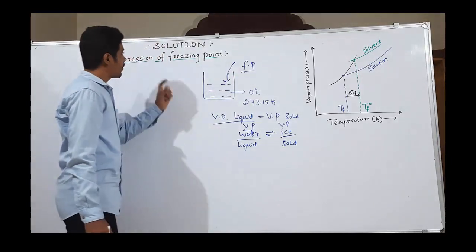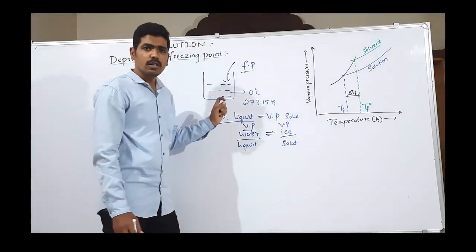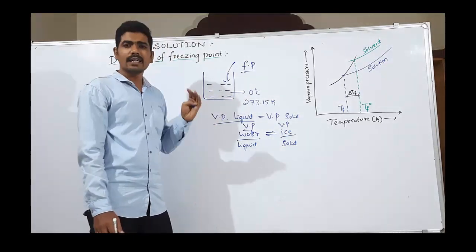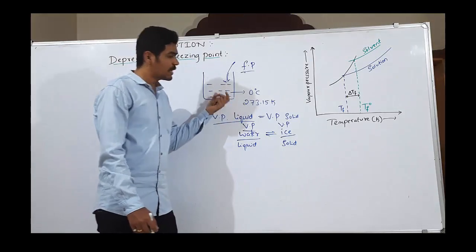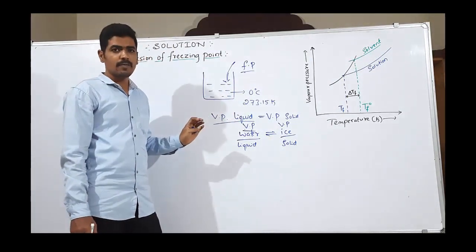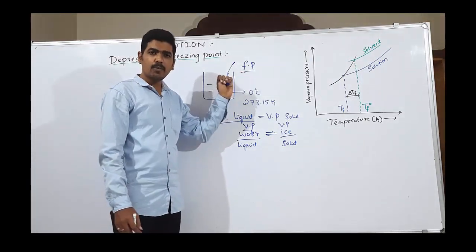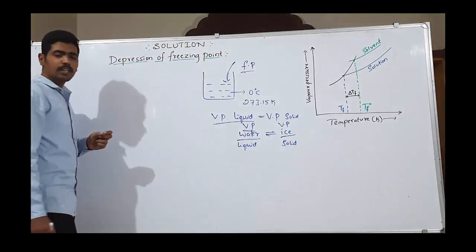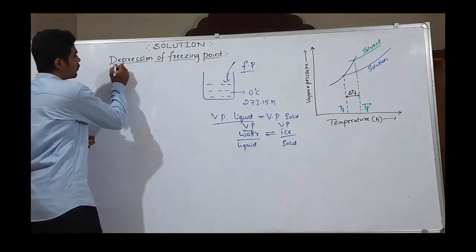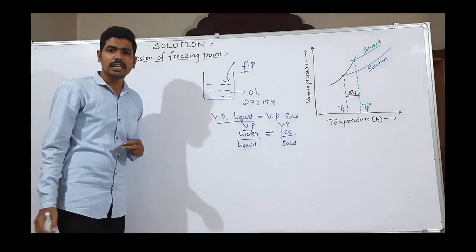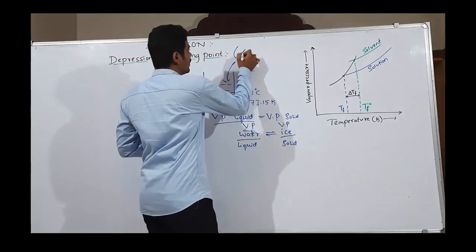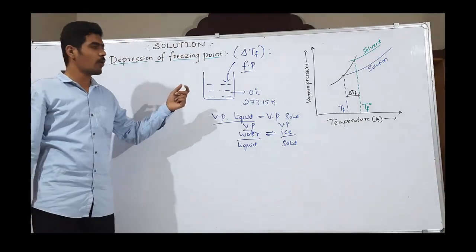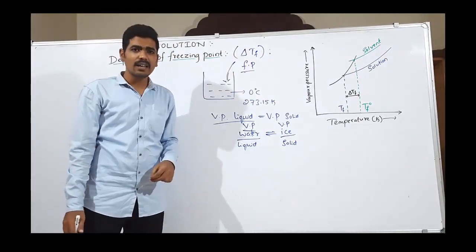Okay, now upon addition of a non-volatile solute to the solvent, the vapor pressure decreases, and hence we have to freeze it at a very low temperature, and hence the freezing point of the solution decreases. That decrease in freezing point of the solution is said to be depression of freezing point, which is denoted as delta TF.